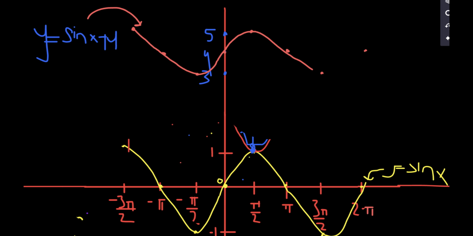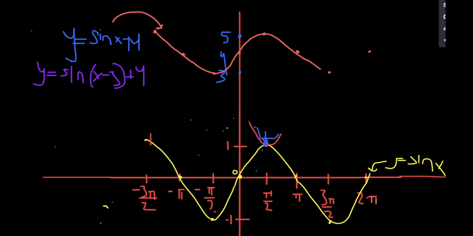So let's ask ourselves, what does the function y is equal to sine of x minus 3 plus 4 look like? So all we did was we added this minus 3. How would this function look? Well, it would literally be the same function as this, y is equal to sine of x plus 4, except this minus 3 makes it so that everything moves to the right by 3 units, right? So in this case, I'm just going to move every point to the right by 3 units.